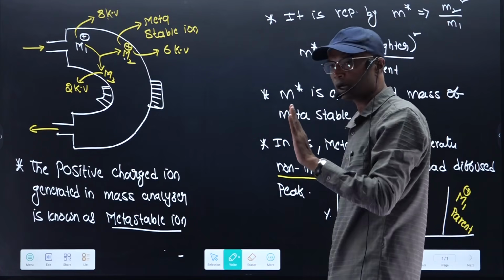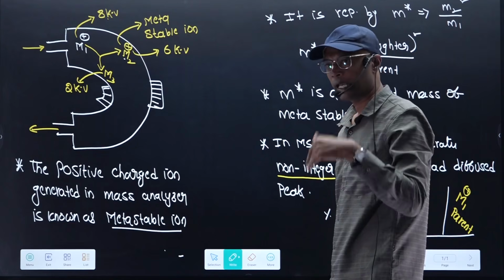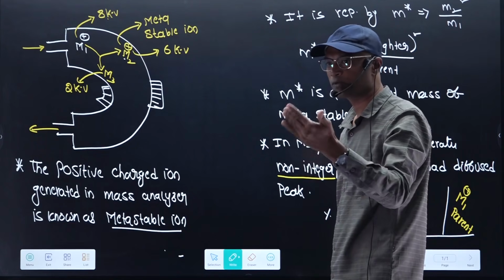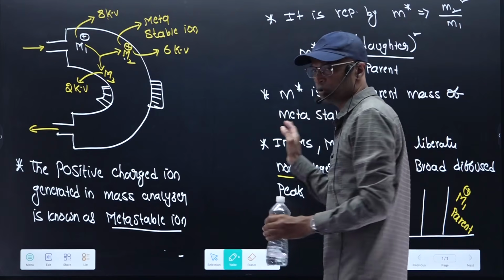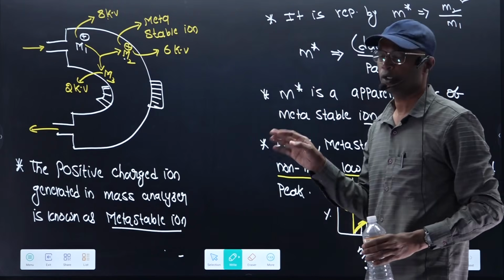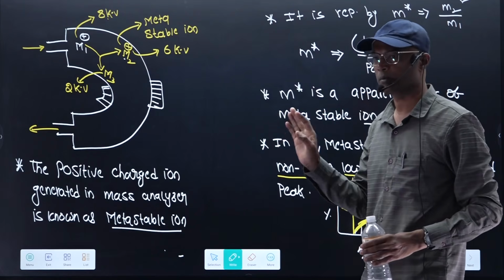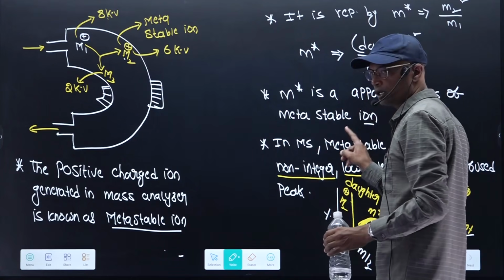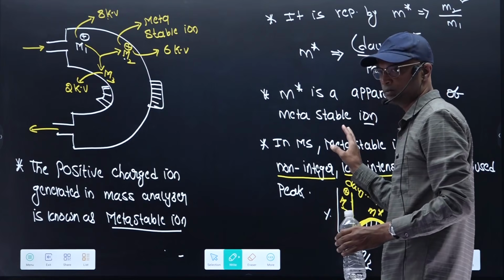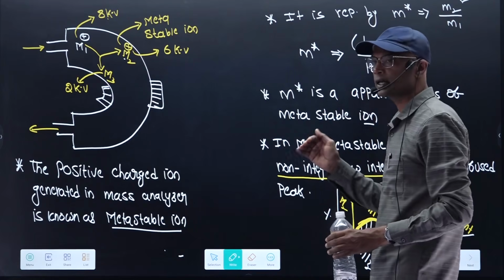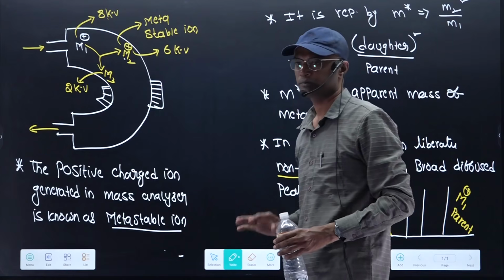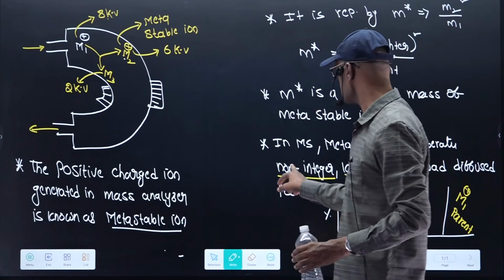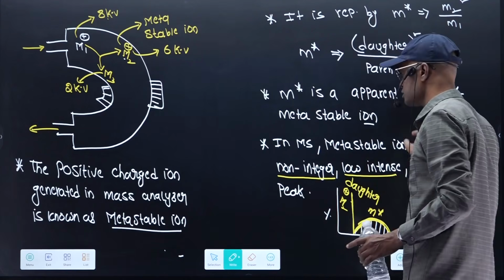That value is not an accurate value. The calculated value and observed value are a little bit different. That is called apparent. Yet apparent means don't think about it that much. You can even ignore it also. Nothing will happen. But sometimes in the examination they will ask what is the apparent mass of a given cation in the mass analyzer. Apparent mass is nothing but slightly different from the calculated mass. That's it. So remember this. These points are very important for metastable ion.